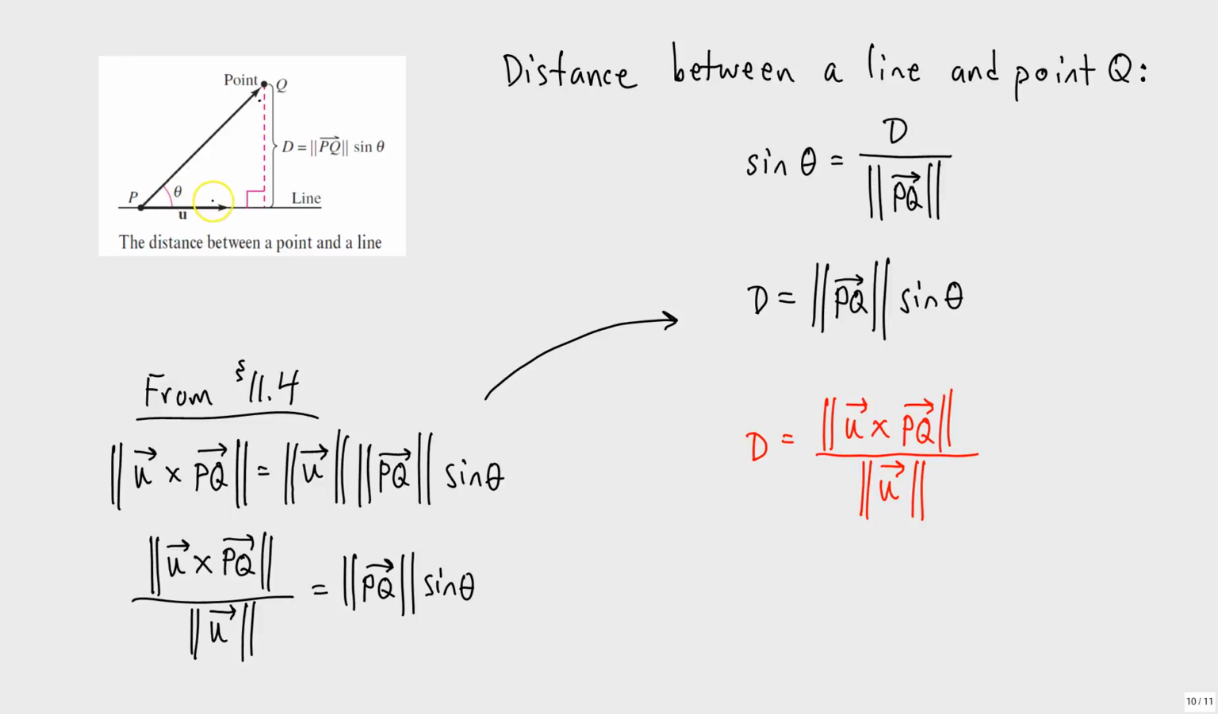Well, just using trigonometry, D is the opposite side of this angle. And there's the hypotenuse, so we'll just get the length of that directed line segment PQ, and sine of that angle will be the distance we want over that magnitude. So the distance we want is just sine of the angle times the magnitude of PQ.